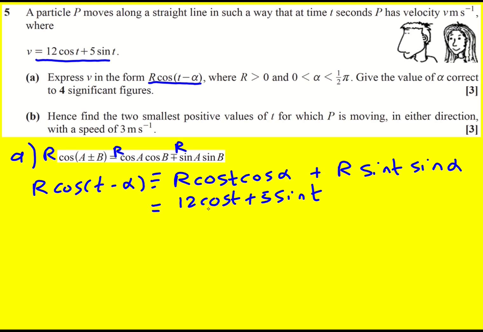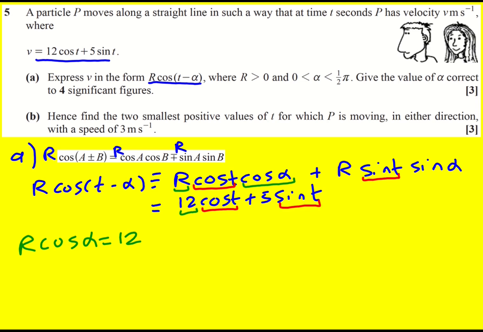So what we can do here is equate coefficients. This is an identity. It's true for all values of t. So it must be that this cos t here is the same as this cos t, and therefore r cos alpha is equal to 12. Another way to understand it is that we could, for example, set t equal to 0, and then this term would disappear and this term would become 1, and you can get it from there. So that's why you can equate coefficients.